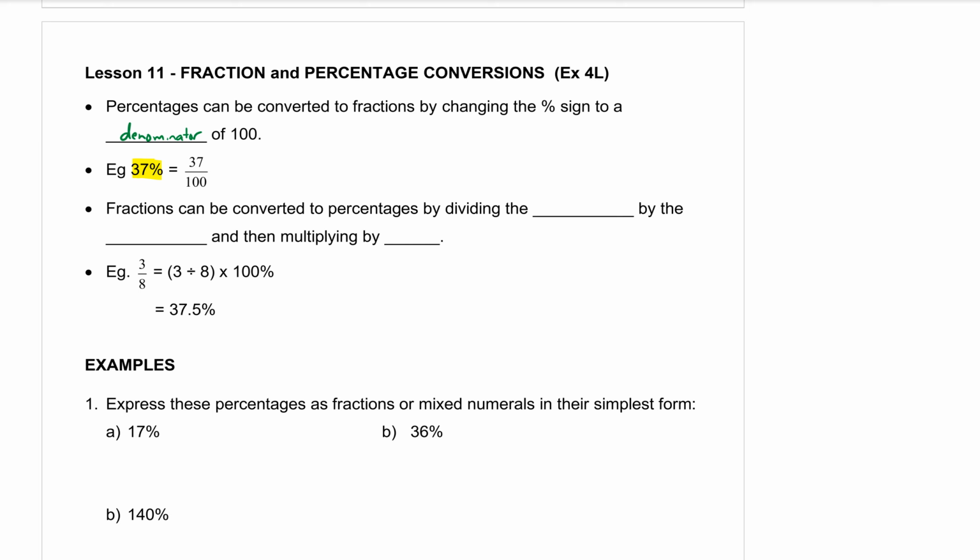Fractions can be converted to percentages by dividing the numerator by the denominator and then multiplying by 100.